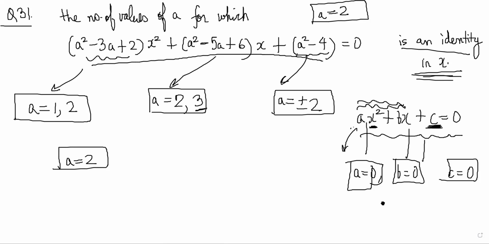Fine, then we move on. This is a very smart question. It took me a while to figure out that the identity meant the coefficients are 0. Let's do question number 40.